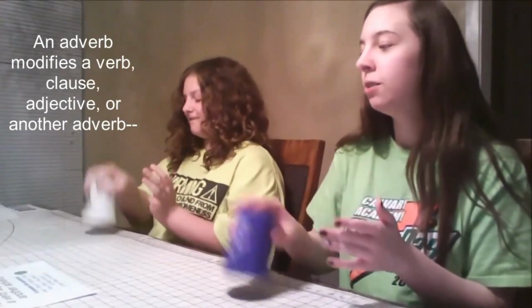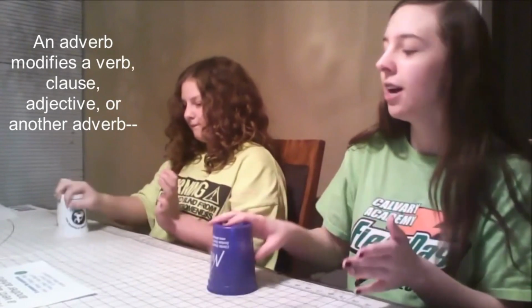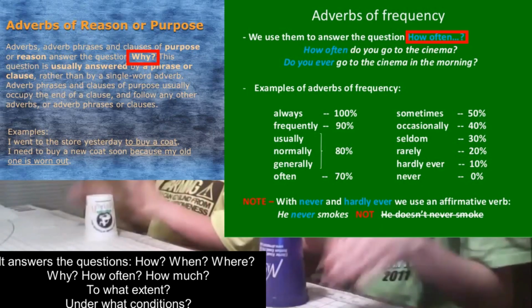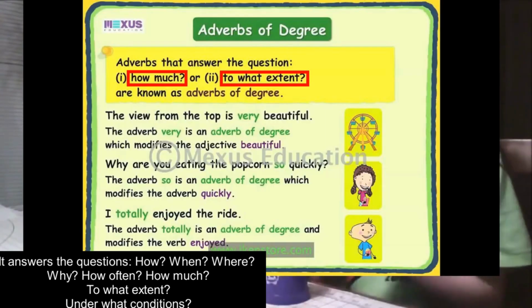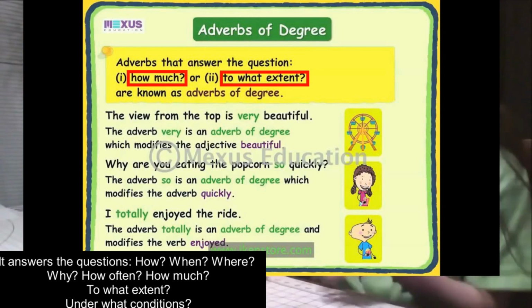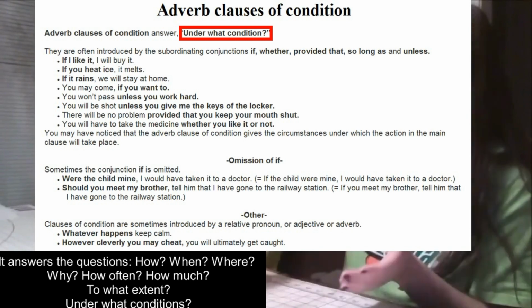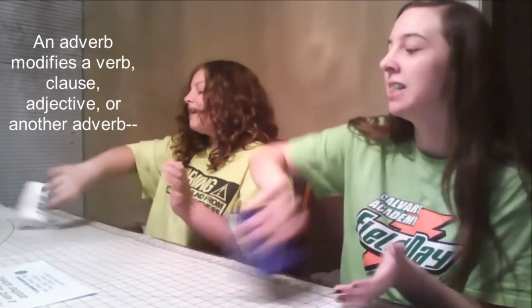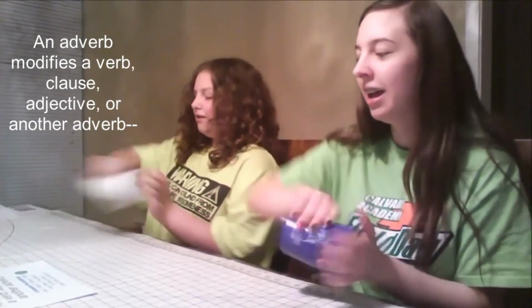An adverb modifies a verb, an adjective, or another adverb. It answers the questions how, when, where, why, how often, how much, to what extent, under what conditions.